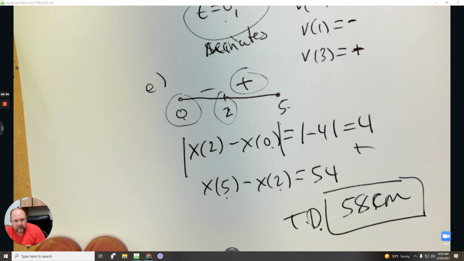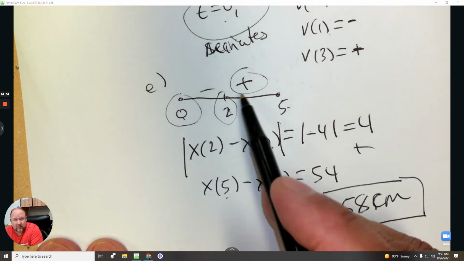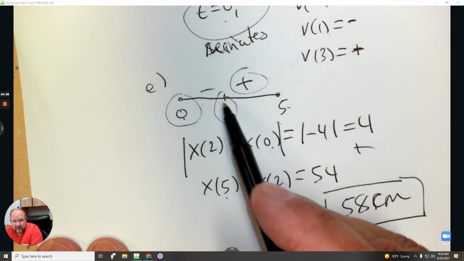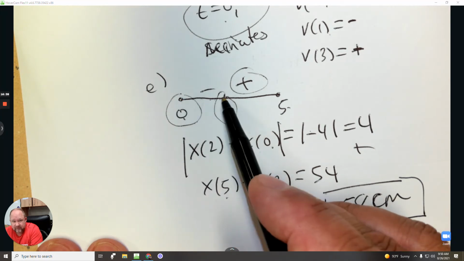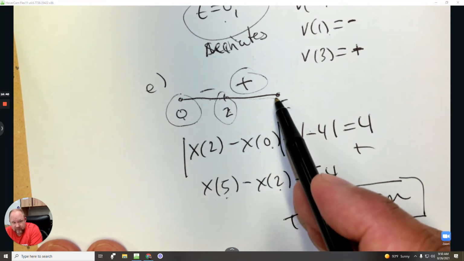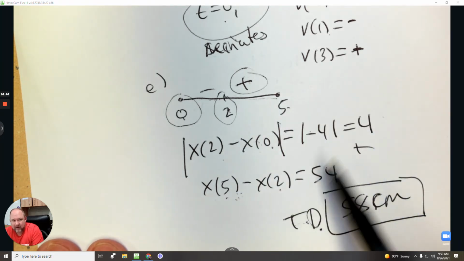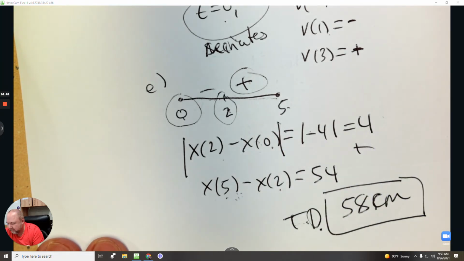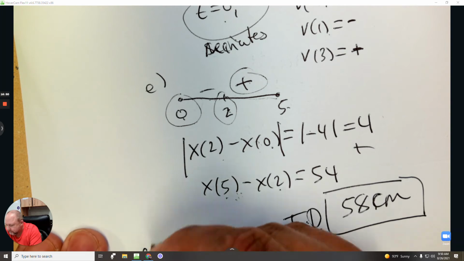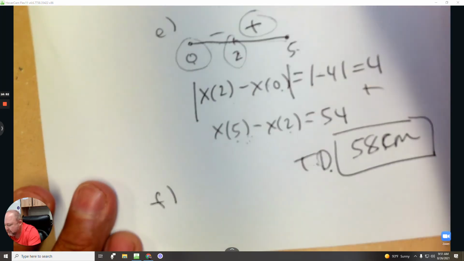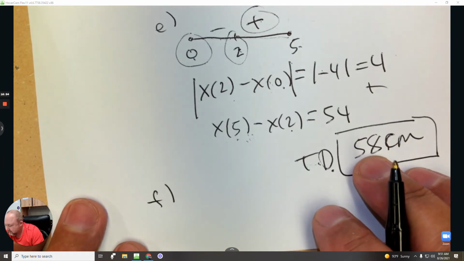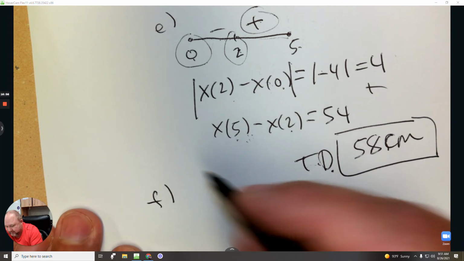So that's the total distance. But we need to know what direction, and if there's a change in direction, what's the distance to the left? What's the distance to the right? You find that by subtracting using the position function, and then you add them as positive numbers, and that gives you total distance. F, find the particle's average velocity, that's AROC, between 0 and 5.